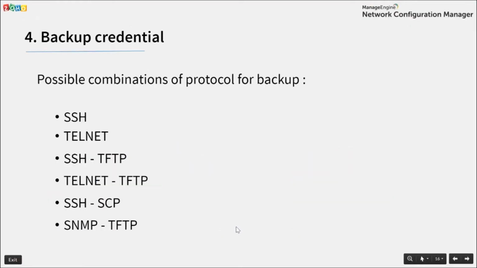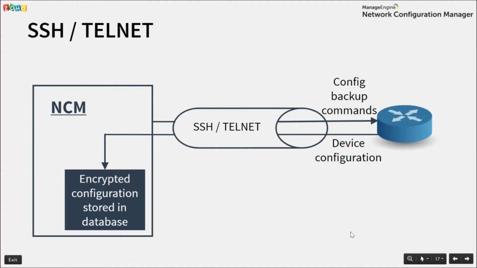Now, moving on to backup credentials. For any device to carry out operations in Network Configuration Manager, proper credentials must be provided. So here on the screen, you can see the possible combinations of protocols which can be given for your network device. SSH and Telnet is one such combination. NCM will establish a communication channel between itself and the device, and using that channel, NCM will send the configuration backup commands. Upon receiving NCM's request, the device will send the configuration through the same channel, which will be encrypted and stored in NCM's DB.